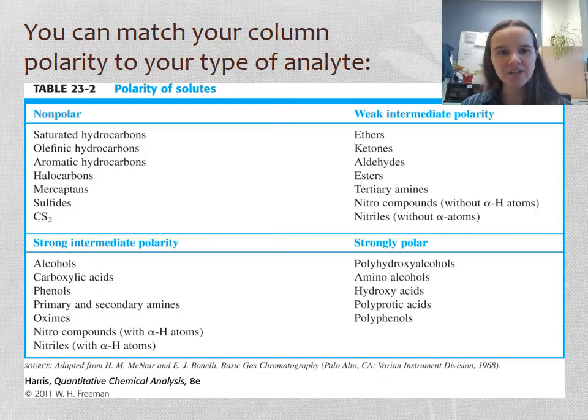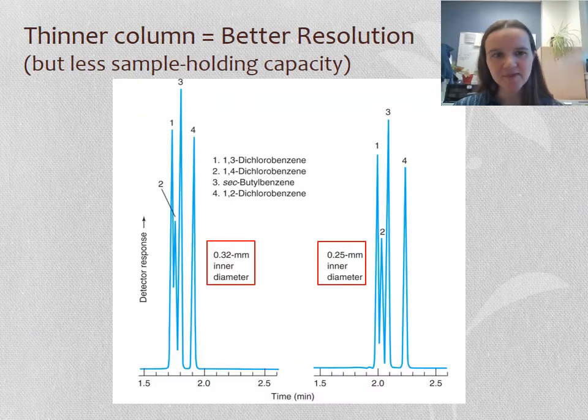You match your column polarity to your type of analyte. So here are some groupings, things that are particularly polar versus not polar. If you had amino acids or something like that, carboxylic acids, phenols, these are more polar, and you want to use the columns on the previous slide that have those polarities.